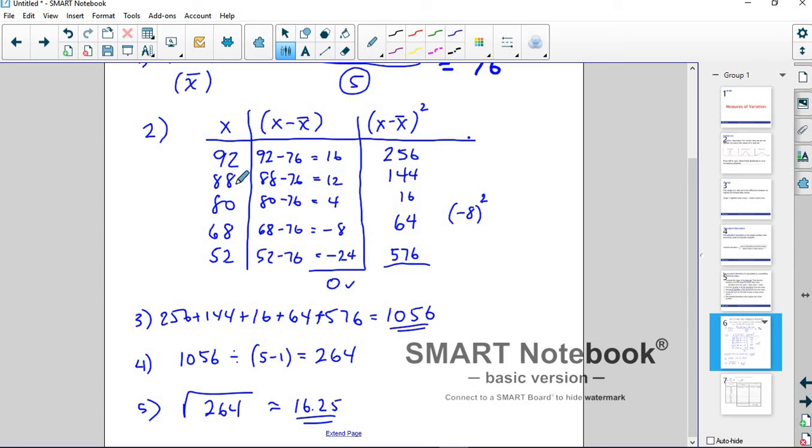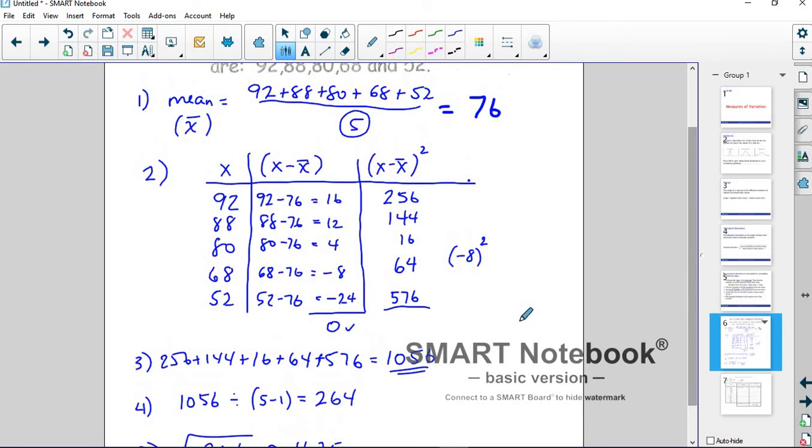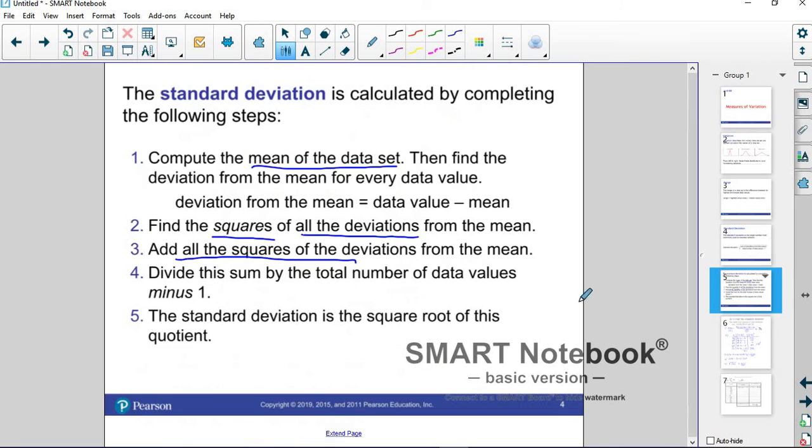So for these numbers, they're pretty significantly spread out. For 16 to be the standard deviation from the middle, right? They're pretty well spread out. Of course, there's only 5 of them, so there's that. Okay, so that's the process. Again, here is the 5-step process that goes into standard deviation.